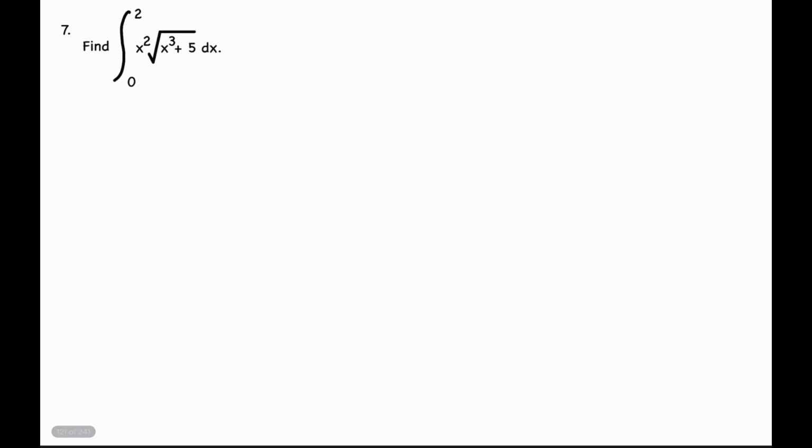I just want to go through another question where we have definite integration now. So in this question, they're asking to find the integral between 2 and 0 of this function here, which is x squared multiplied by the square root of x cubed plus 5, and we integrate in terms of x. So how would we start this out?